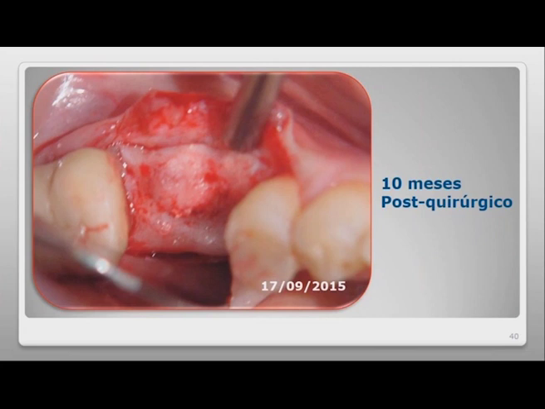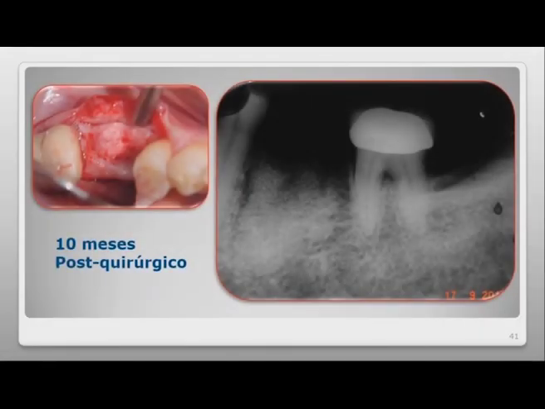Let's see what follows. Sorry, before going any further, here's an image from the 17th of September of last year. We can see that the material was still present and the density with which the material has been replaced by the patient's bone. How do we know it's the patient's bone?